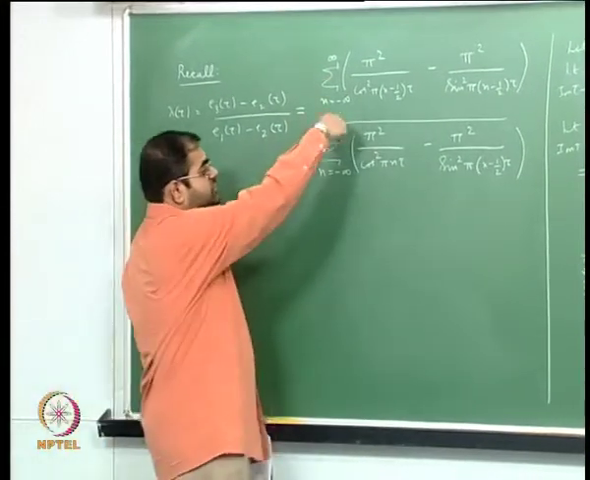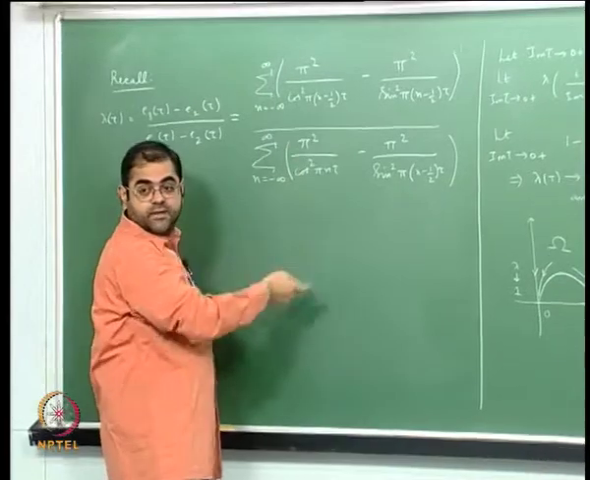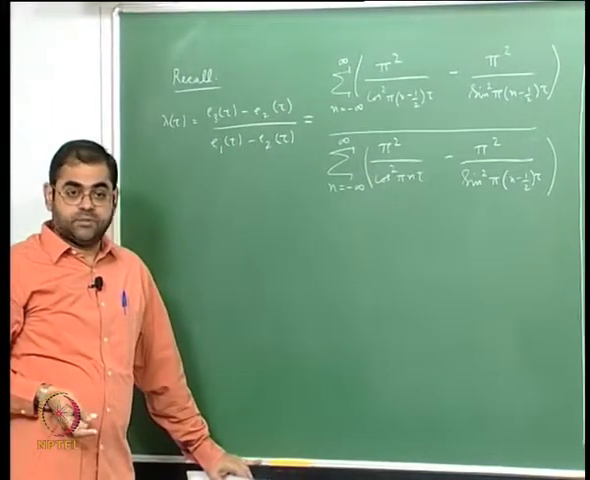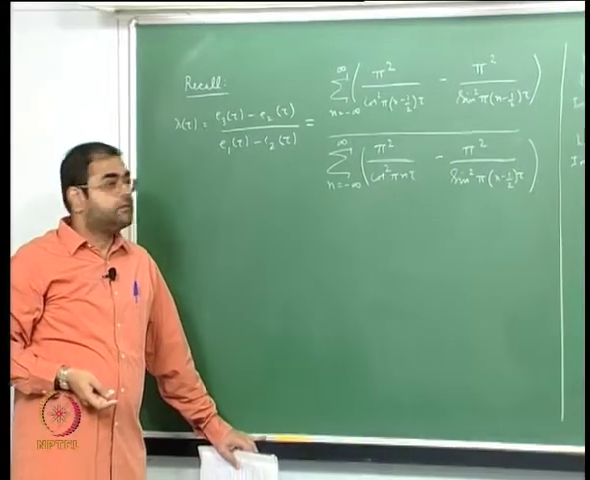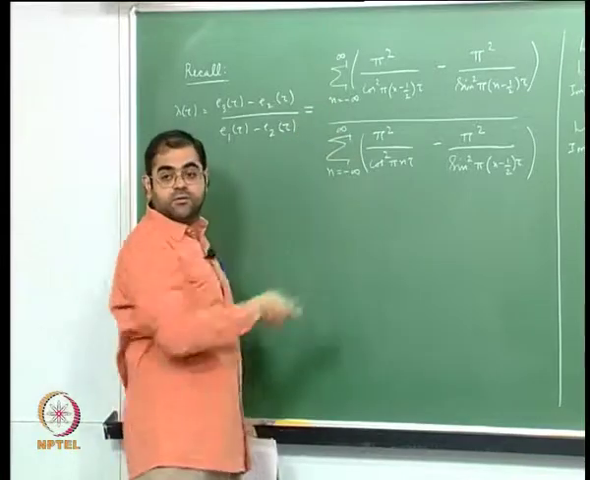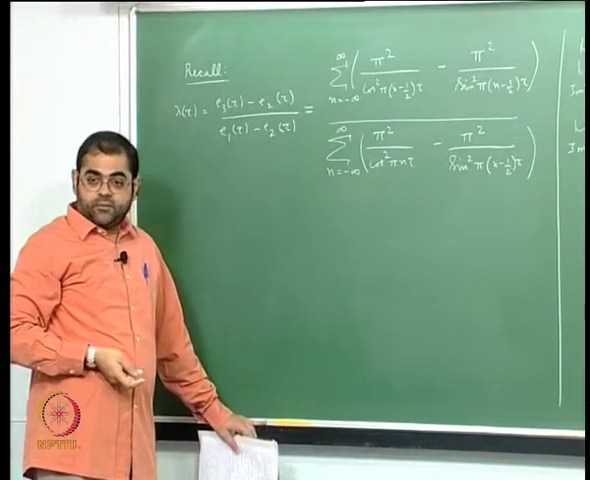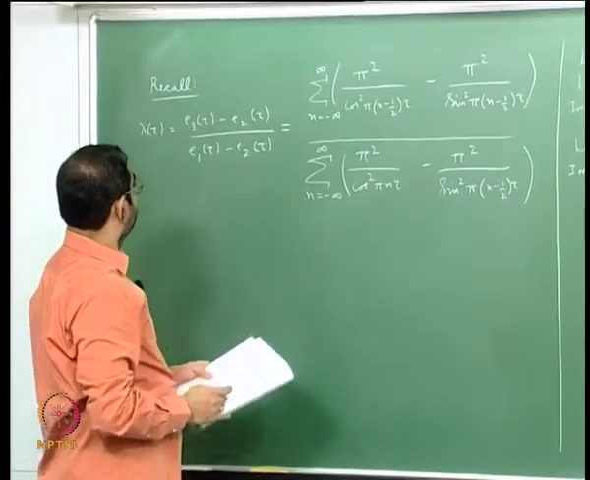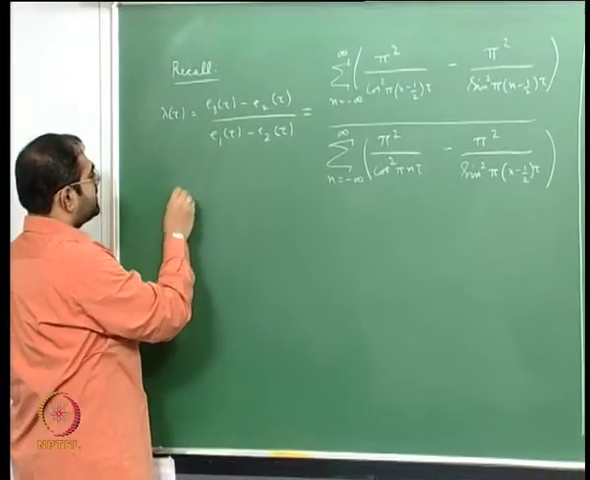So the numerator goes to 0, the denominator goes to pi squared, so this whole expression, which is lambda of tau, therefore goes to 0, and this convergence was uniform in the real part of tau because these series are all uniformly convergent. So now let us compute the following thing.